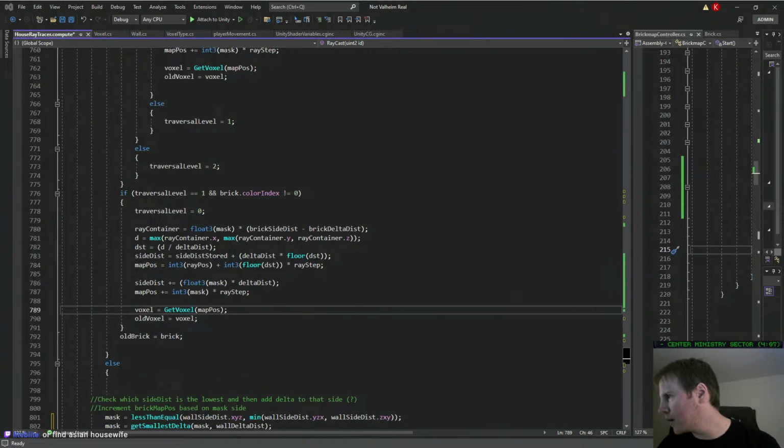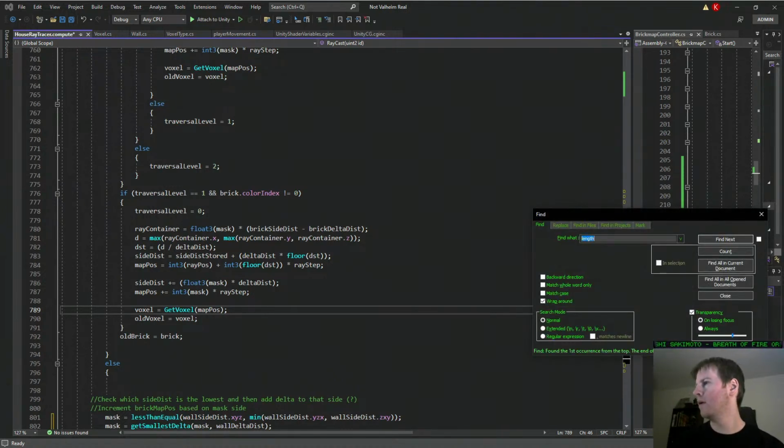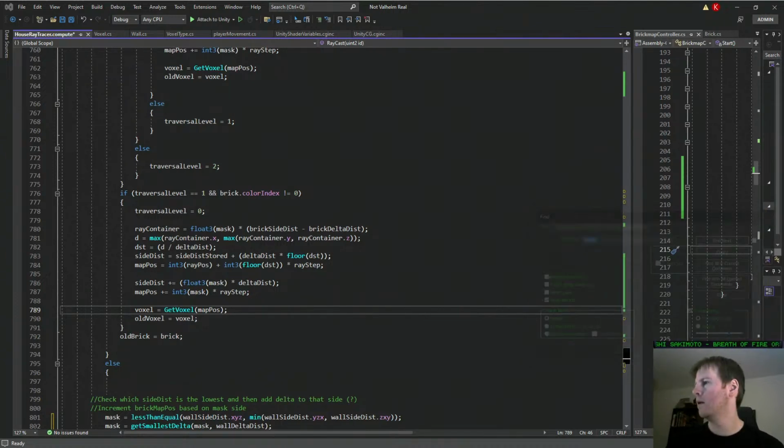Where are you rebuilding it? Where's the length thing? Length. There, D.